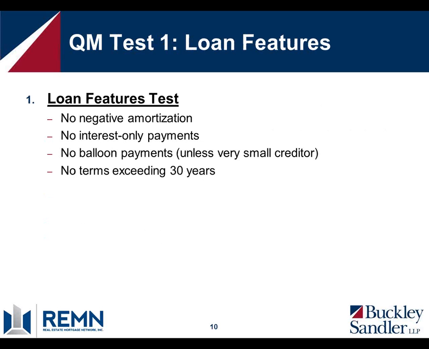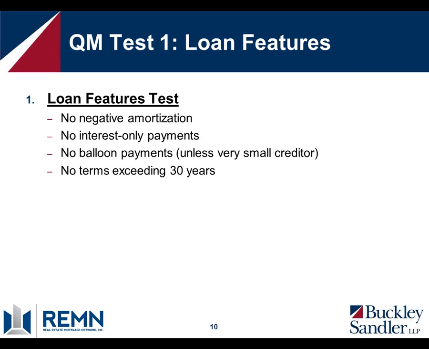Okay, so there are a couple of steps that you walk through to determine whether something is a qualified mortgage. The first, test 1 on this slide, is the loan features test. And a qualified mortgage cannot have a negative amortization feature, interest-only payments, balloon payments, unless the creditor is a very small creditor. And that means somebody who, with their affiliates, makes 500 or fewer first lien mortgage loans in a year and has assets under $2 billion. So those are extremely small creditors.